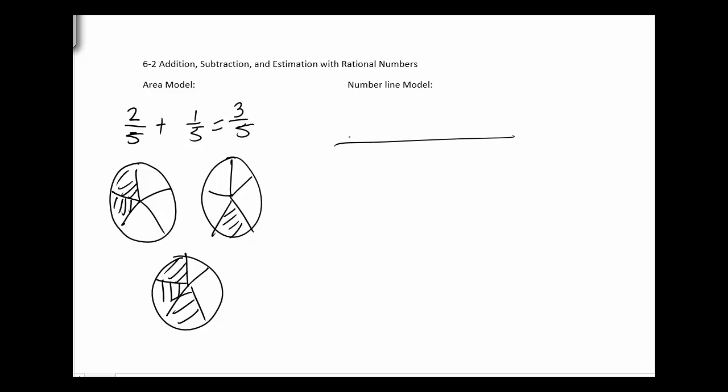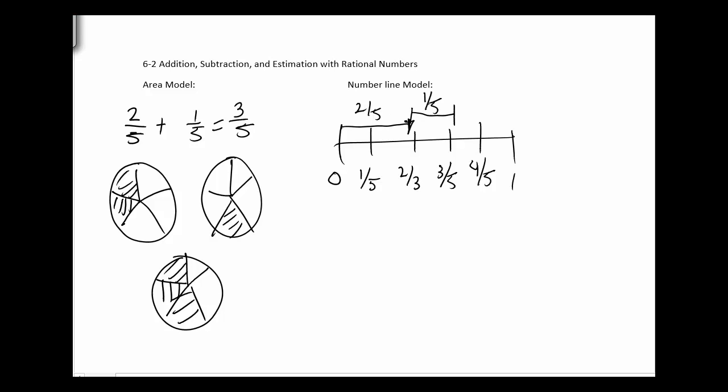Okay, number line model, kind of similar. I'm going to break up the number 1 into 5 pieces. So 1/5, 2/5, 3/5, 4/5. Okay, so if I go up to 2/5, and I add an additional 1/5 in, so there's 2/5 and there's a fifth. Where did I stop at? I stopped at 3/5. So 2/5 plus a fifth is 3/5.